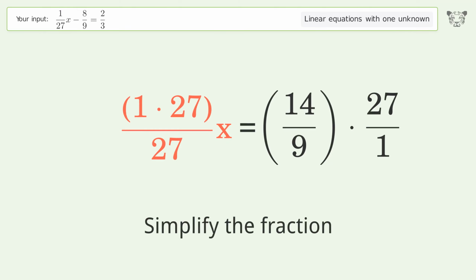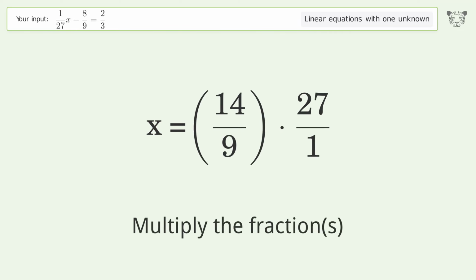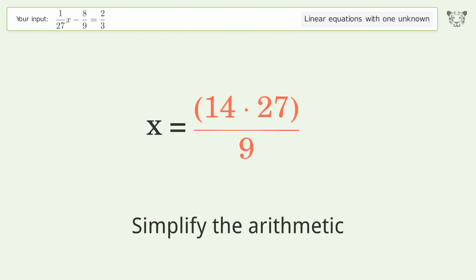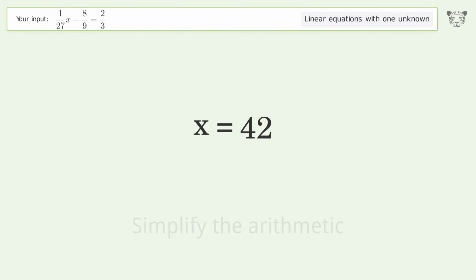Simplify the fraction. Multiply the fractions. Simplify the arithmetic. And so the final result is x equals 42.